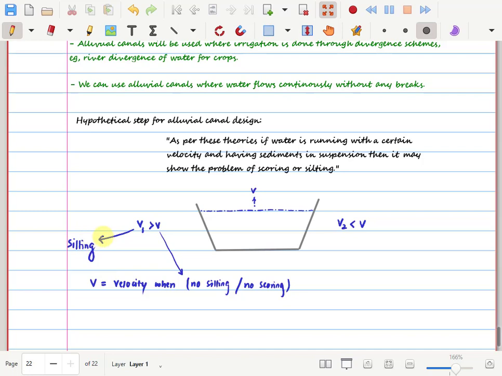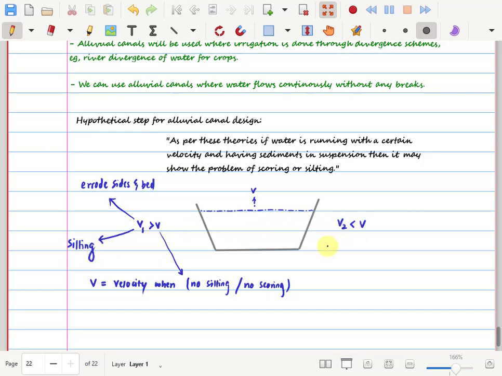There will be no scoring, because if velocity is greater, obviously it will do the erosion, right? It will erode the sides and bed of canal. So if it erodes the sides and bed of canal, that means the silting will occur.